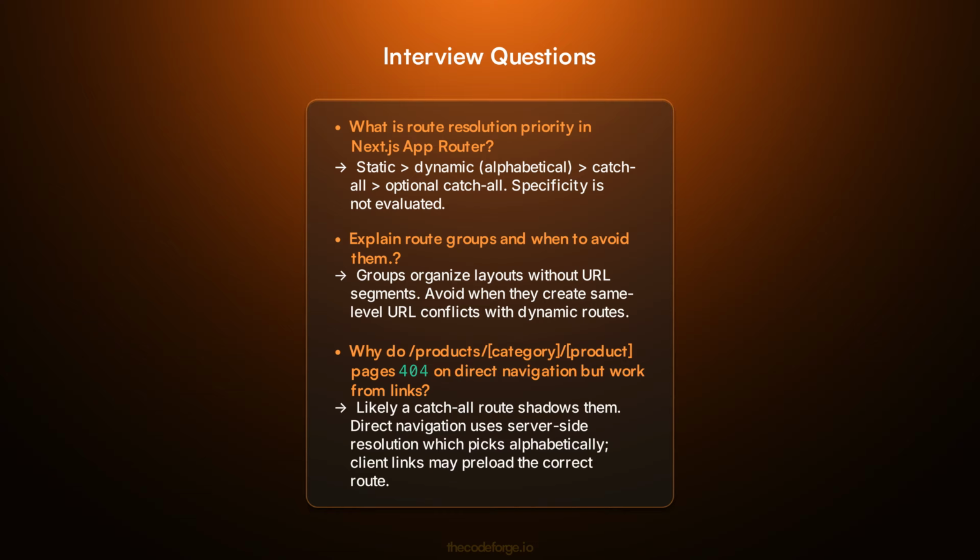Why do /products/[category]/[product] pages 404 on direct navigation but work from links? Likely a catch-all route shadows them. Direct navigation uses server-side resolution, which picks alphabetically. Client links may preload the correct route.